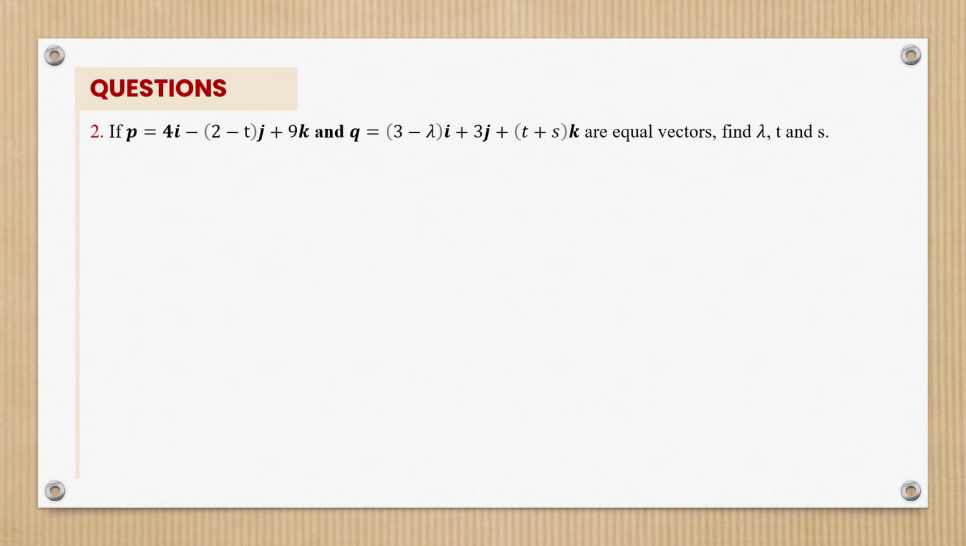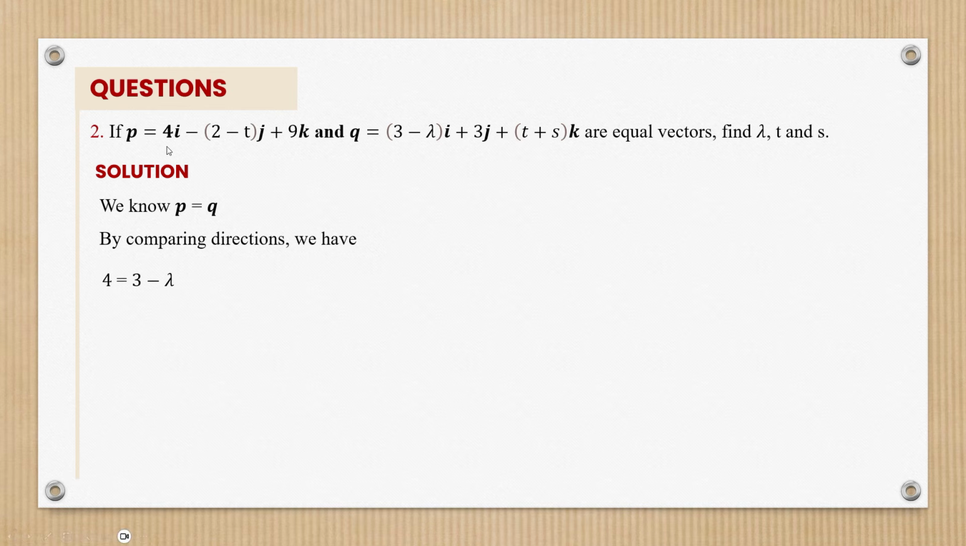If p is equal to 4i minus (2 minus t)j plus 9k, and q is equal to (3 minus lambda)i plus 3j plus (t plus s)k are equal vectors, find lambda, t and s. So we know that p is equal to q because we know that the vectors are equal. So by comparing directions, we'll have 4. This 4 is definitely equal to 3 minus lambda. Then lambda shall be equal to negative 1 when we solve it. So we can also have negative 2 plus t equal to 3. So t shall be equal to 3 plus 2, of which t shall be equal to 5.